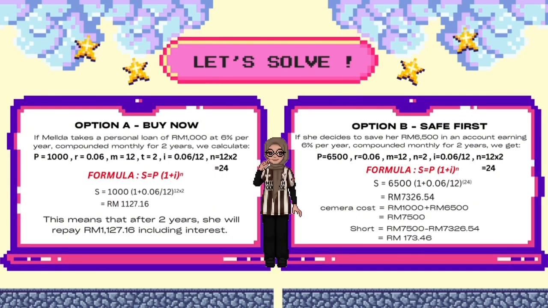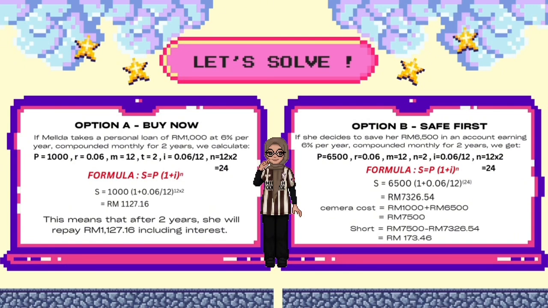So for option A, first we identify the values. The principal P is 1000. The annual interest rate R is 0.06. The number of compounding periods per year M is 12 and the time T is 2 years. Since it's monthly compounding, the interest rate per period i is 0.06 divided by 12 and the total number of periods n is 12 times 2, which is 24. So in this question, we use the formula S equals P bracket 1 plus i bracket to the power of n. Substituting the values, we get S equals 1000 bracket 1 plus 0.06 divided by 12 bracket to the power of 12 times 2, or you can just use 24. Calculating that, the total amount S comes out to 1127 ringgit and 60 cents.